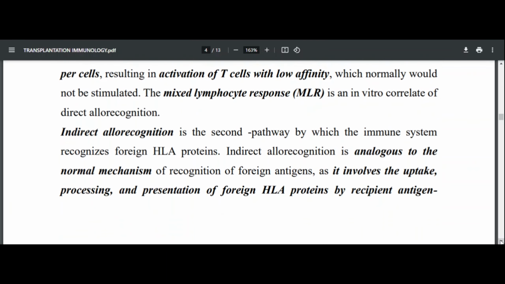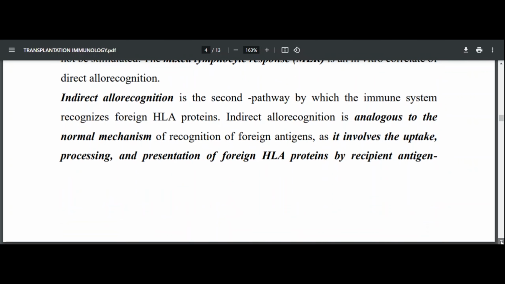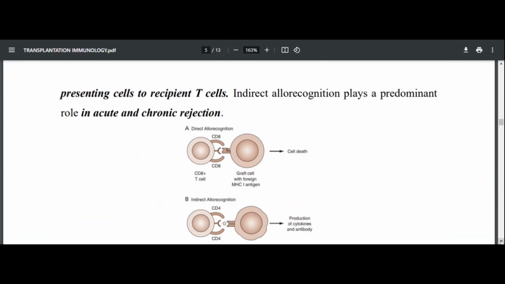So now, indirect allorecognition is the second pathway by which the immune system recognizes foreign HLA proteins. Indirect recognition is analogous to the normal mechanism of recognition of foreign antigen, as it involves the uptake, processing, and presenting of antigen by the recipient's antigen presenting cells, and they present them to the T lymphocytes.